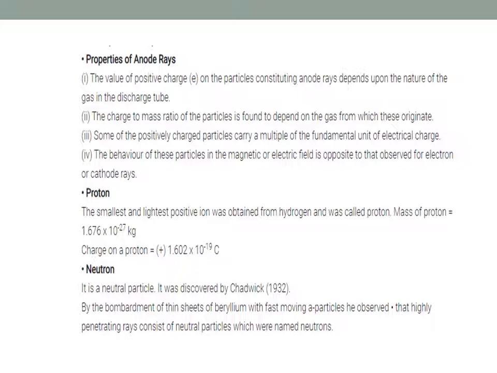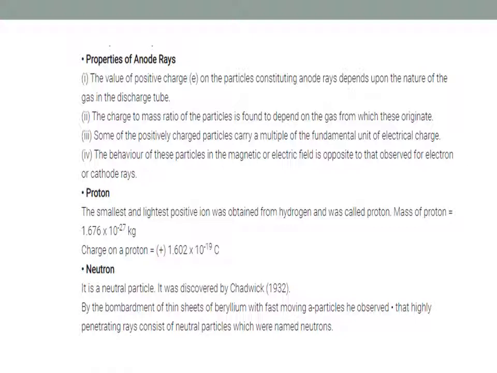Mass of proton is equal to 1.676 into 10 raised to power minus 27 kilogram. And charge on proton is taken as positive, plus 1.602 into 10 raised to power minus 19 coulomb.